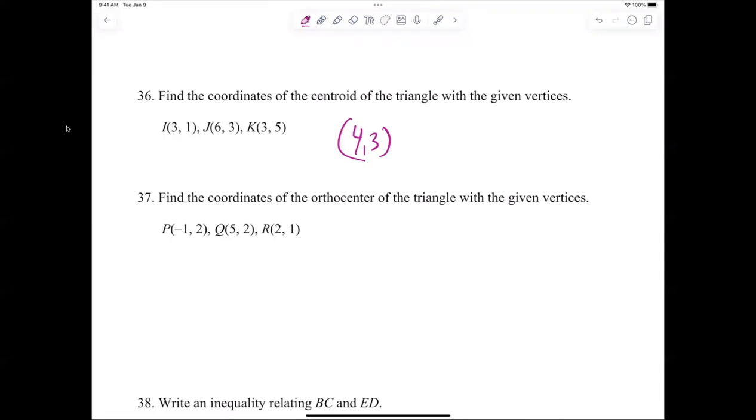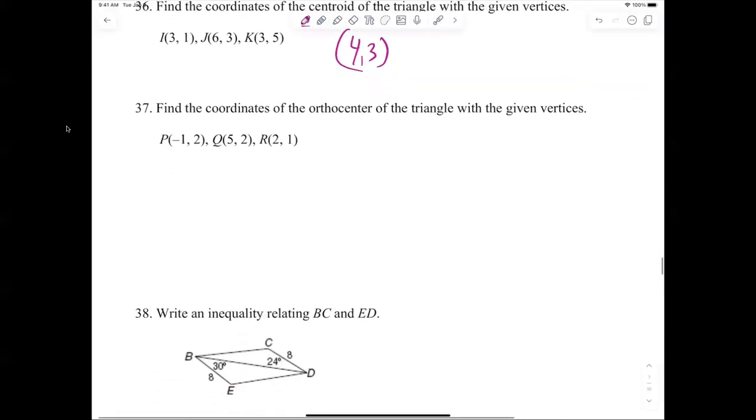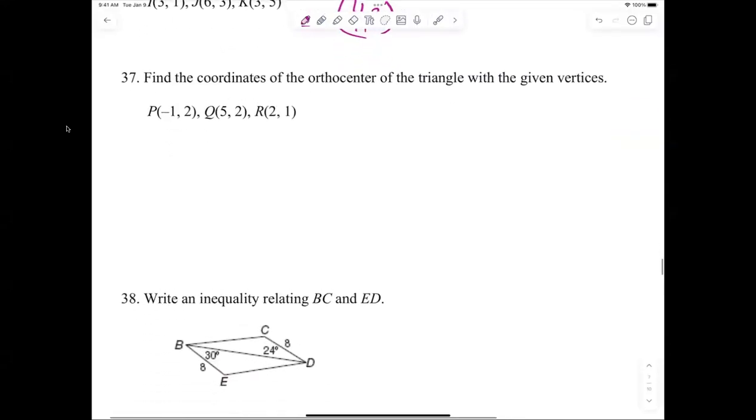Now remember, the formula for the centroid is the average of the x's and the average of the y's. I don't mind you doing that. However, for the orthocenter, there isn't one. So we practiced this yesterday. Let's practice this one. Hopefully you tried it last night to make sure you could do it.